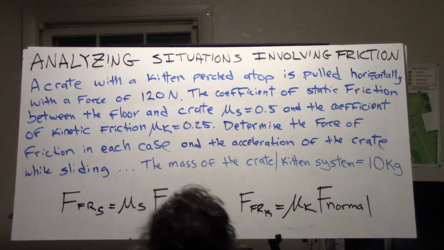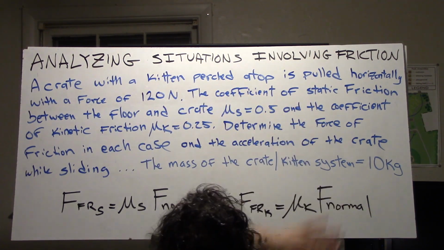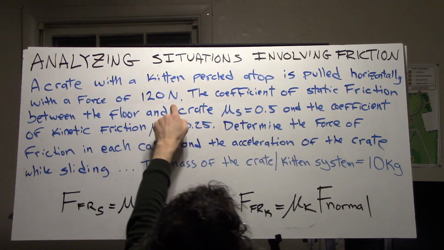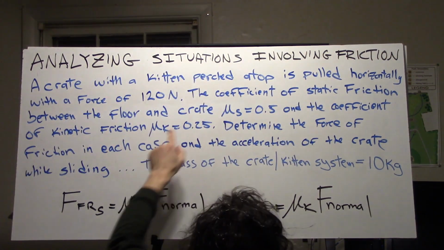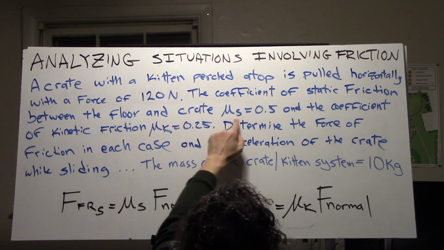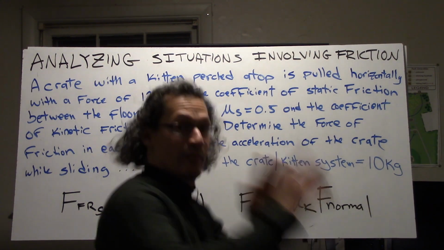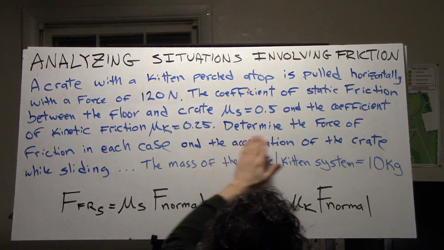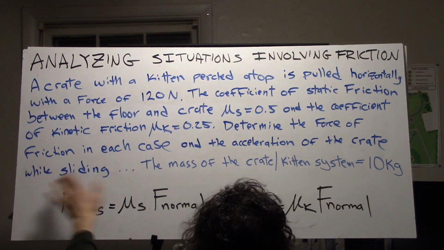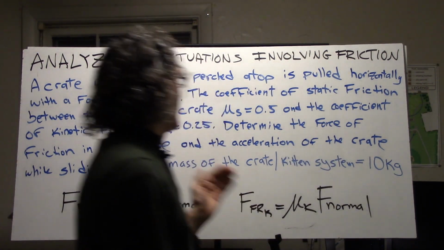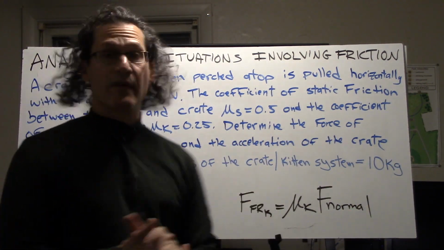Analyzing situations involving friction. A crate with a kitten perched at the top is pulled horizontally with a force of 120 newtons. The coefficient of static friction, mu s, between the floor and the crate, is 0.5. The coefficient of kinetic friction, mu kinetic, is 0.25. What we want to do is determine the force of friction in each case and the acceleration of the crate while sliding, and we're given that the mass of the crate and kitten system is 10 kilograms. So together they're 10 kilograms.